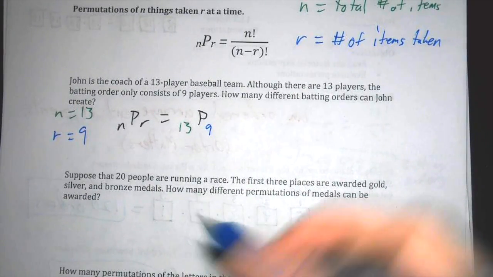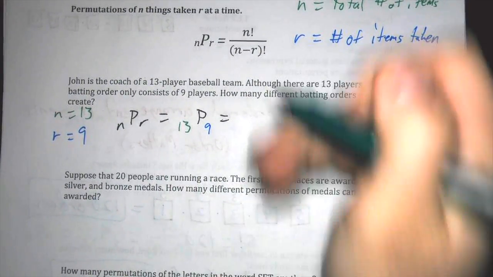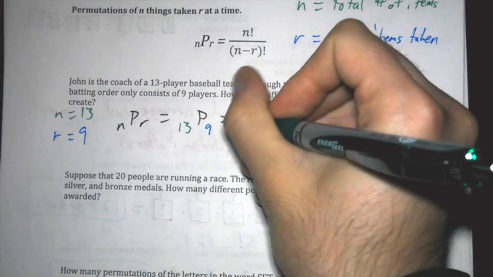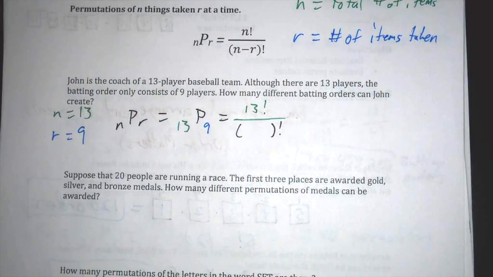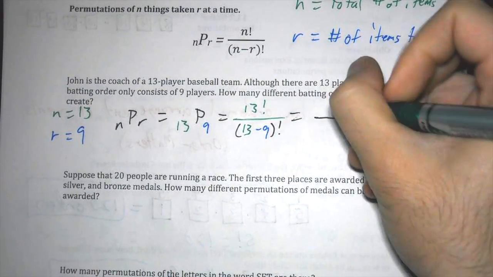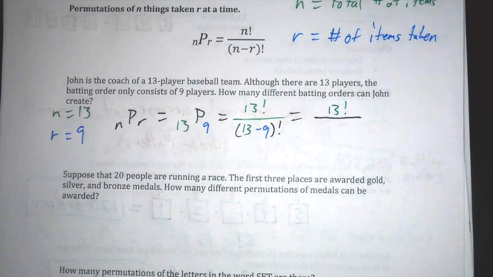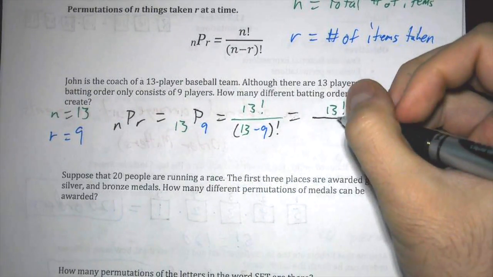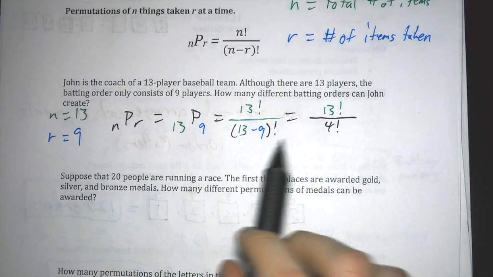All right, so if we actually solve this out, replacing all of our n's with 13, it's going to be 13 factorial over, down below we have in parentheses 13 minus 9 factorial. We go ahead and do that subtraction. So 13 factorial is still going to be in the numerator. If we do 13 minus 9 factorial, it's going to end up being 4 factorial in the denominator. That's from the 13 minus 9.